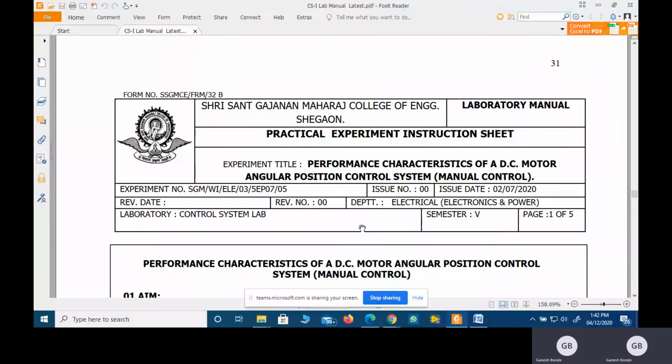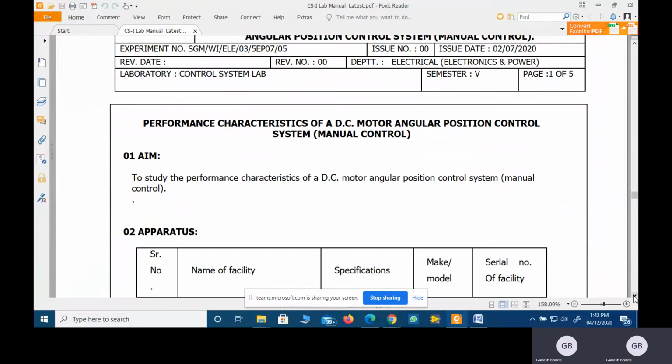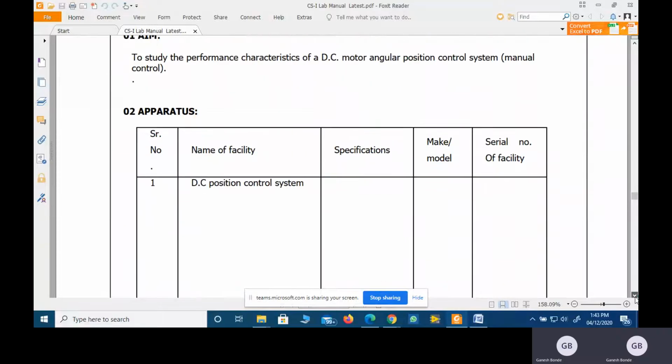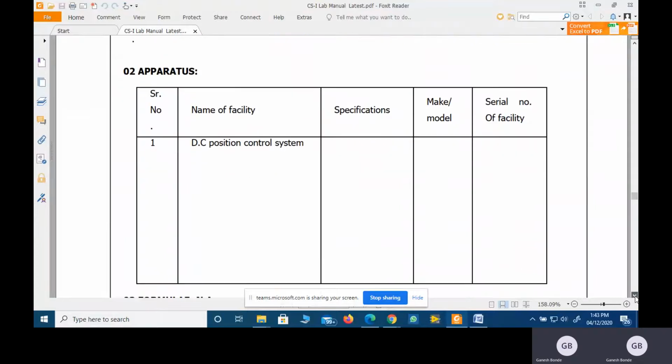So in this session, we are going to perform experiment number 5, that is performance characteristics of DC motor angular position control system, that is manual control. Our aim is to study the performance characteristics of DC motor angular position control system. What are the apparatus we require? We require one DC position control system.